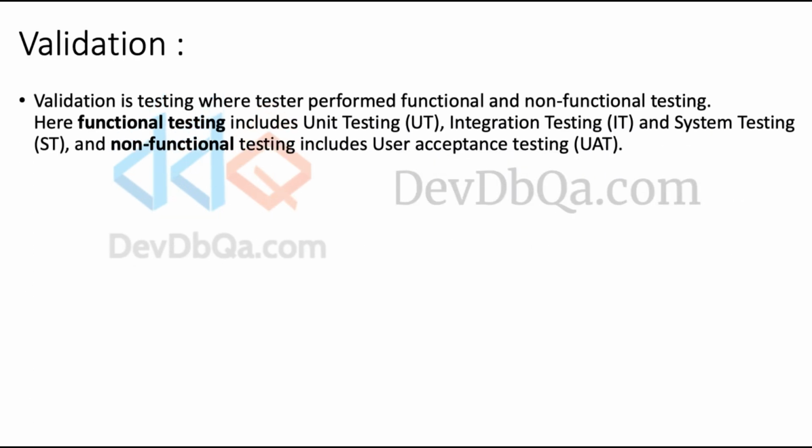Now validation. Validation is testing where the tester performs functional and non-functional testing. Here functional testing includes unit testing, integration testing and system testing, and non-functional testing includes user acceptance testing. So in validation, the testing team performs the functional and non-functional testing on the software.